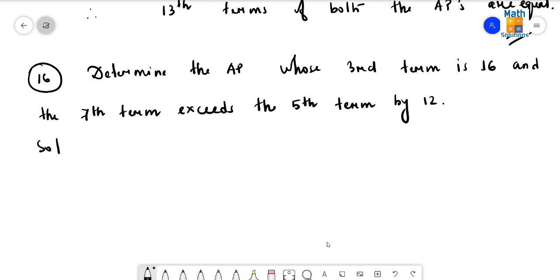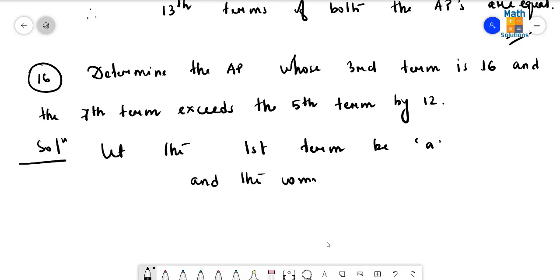So in the solution part, what do I get? The third term is given to be 16 and the seventh term exceeds the fifth term by 12. So in this case, neither the first term nor the common difference are given. So in this case, I am going to consider, let the first term be small letter a and the common difference be d.